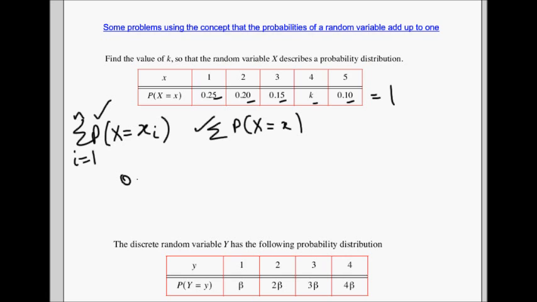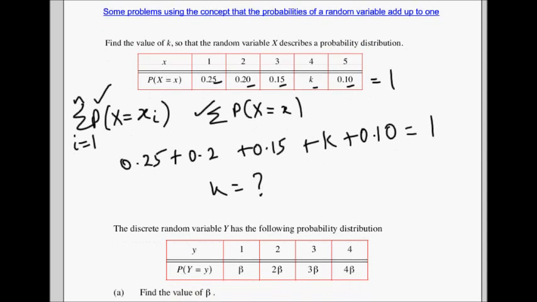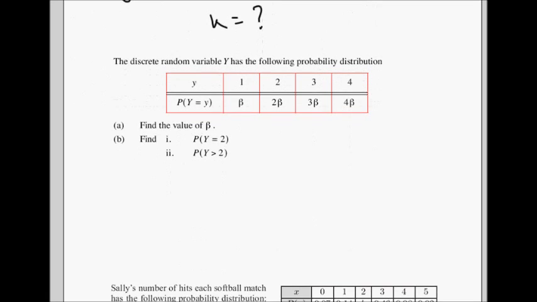Okay, so here it is simple: 0.25 plus 0.2 plus 0.15 plus k plus 0.10 is equal to 1, and you can find the value of k. Okay, that's not going to be difficult.